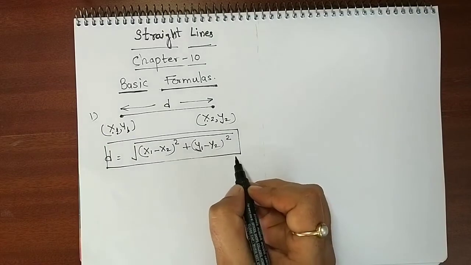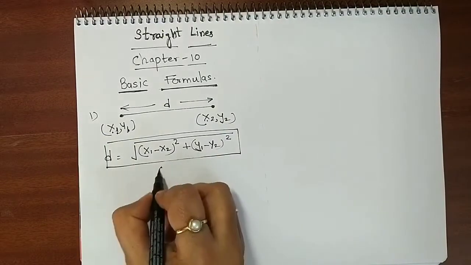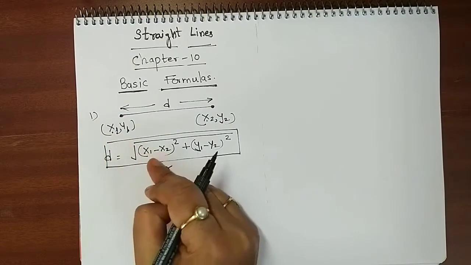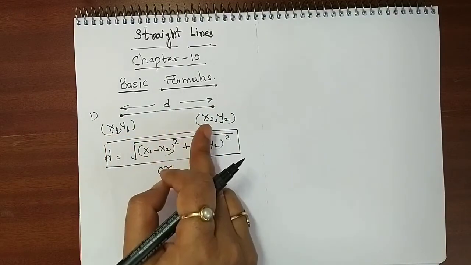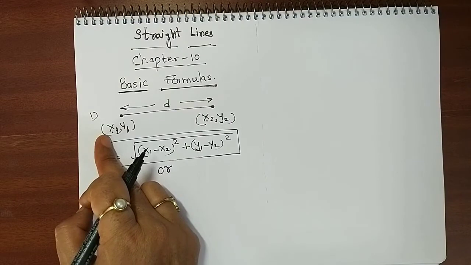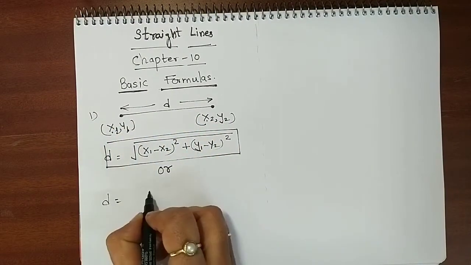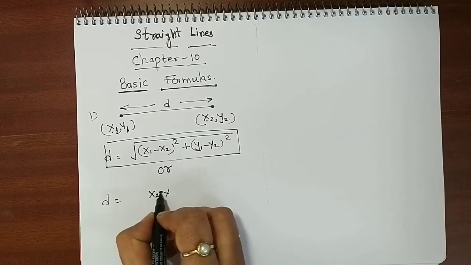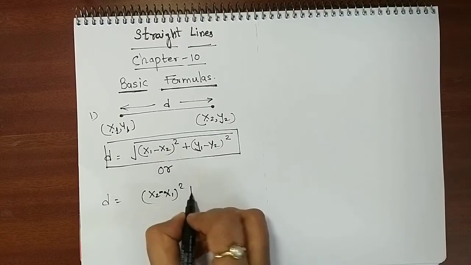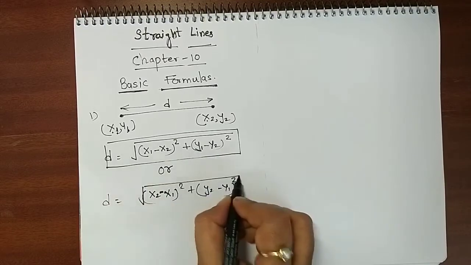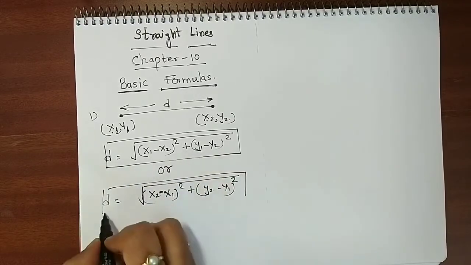Okay, one more thing I wanted to tell you, the same formula you can use the other way around also. Suppose you forgot which one to take first, you can take (x2 minus x1) square plus (y2 minus y1) square. That will also give you the same answer. You will get the distance again.